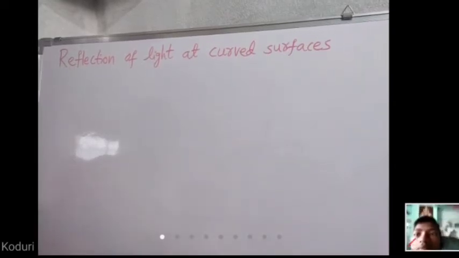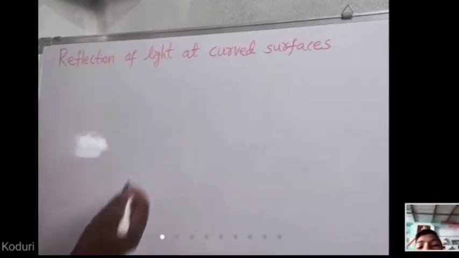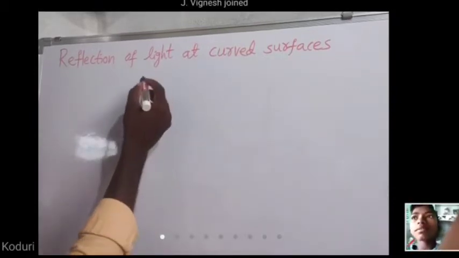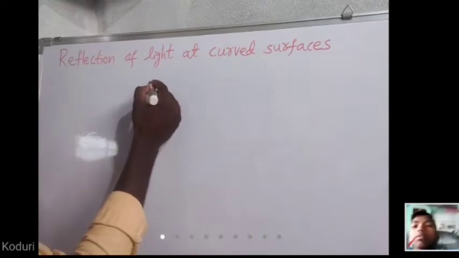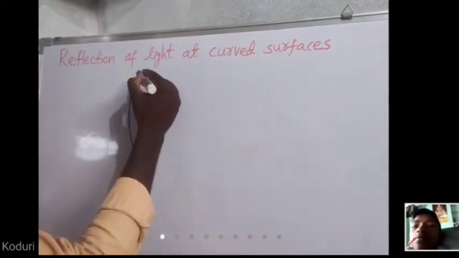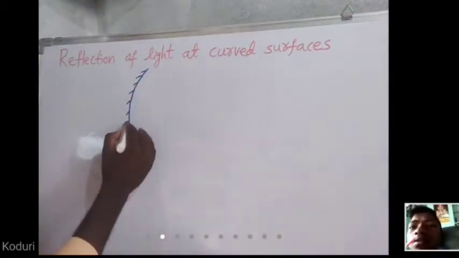Reflection of light at curved surfaces. In last class, we have learned some important topic about reflection of light. Once we recall about last class, we have learned. This is a curved surface, and this side is non-reflecting surface.